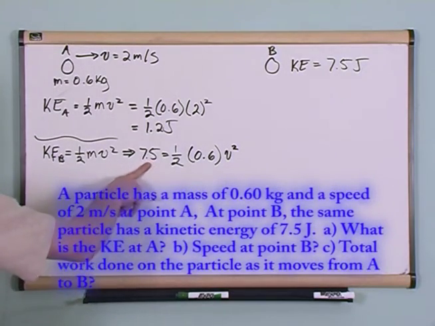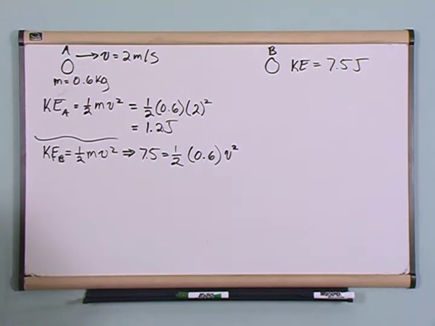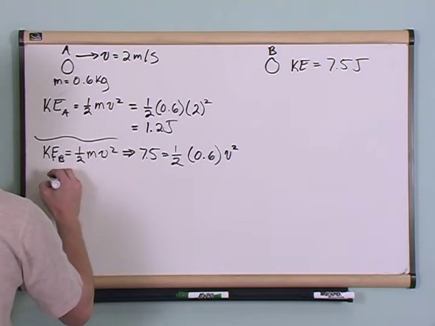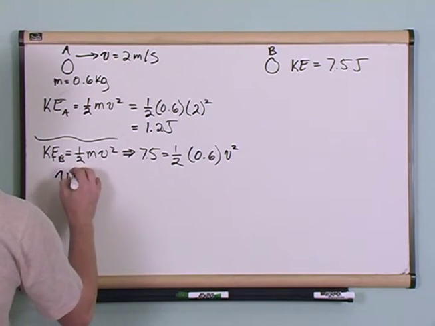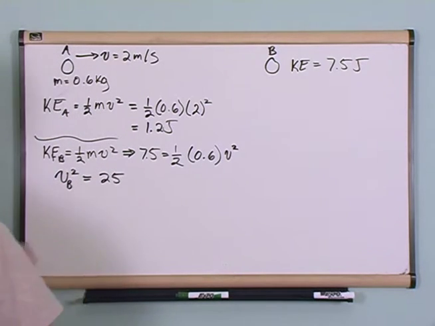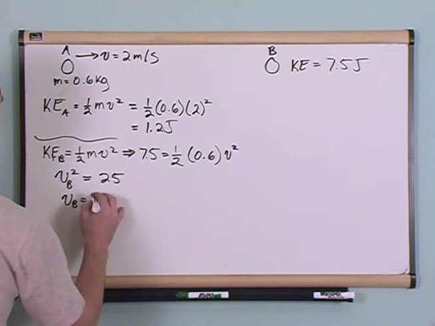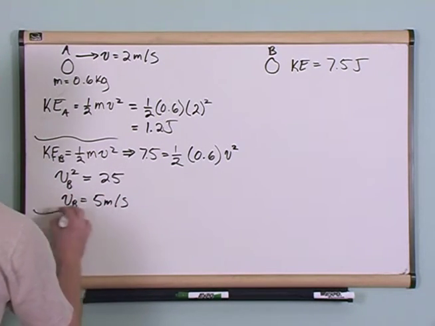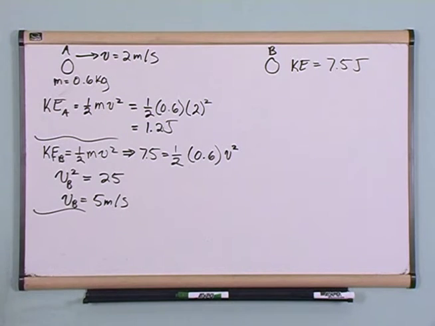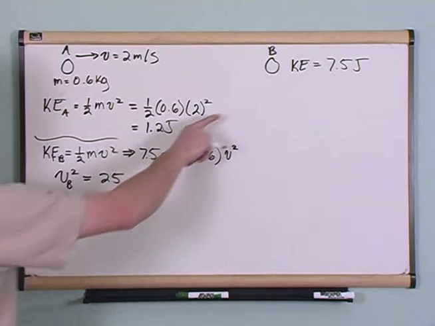So if you take 7.5, divide by 1/2, divide by 0.6, then the velocity at B squared is going to be roughly 25. When you take the square root of that, the velocity will be 5 meters per second. Okay, so we calculated the kinetic energy at A, and we calculated the velocity at B.